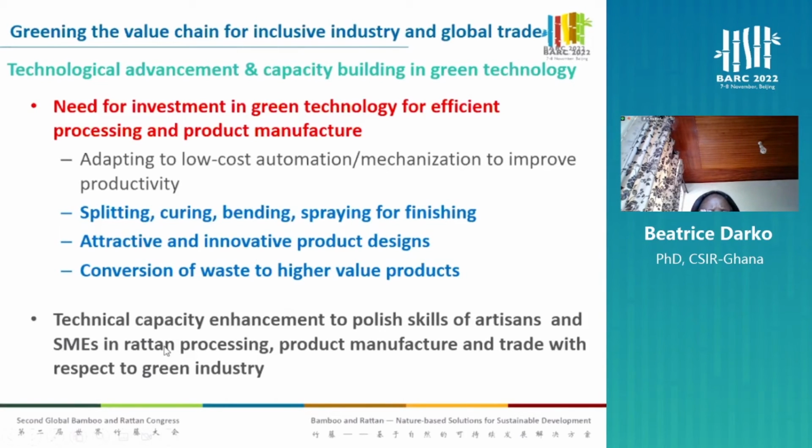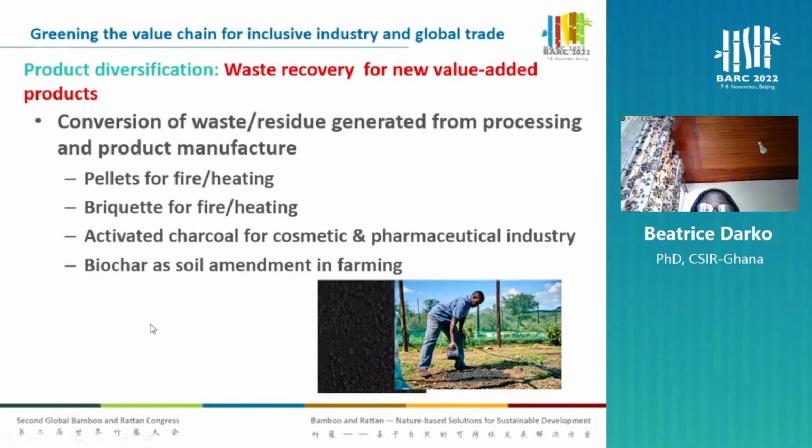Now, there's also the need for technical capacity enhancement to polish the skills of artisans. Some artisans in Ghana have been working in the rattan industry for about 40 years, and they are still doing very limited value addition. So we really want to enhance their capacity to polish their skills. And then also the SMEs in rattan processing, product manufacturing and trade with respect to green industry. Green industry is new. Most often what they are doing, they just do it for a livelihood. But if you want to make it an industry, then we need to up the game in terms of capacity development. And so in product diversification, for instance, we have waste recovery for new value-added products.